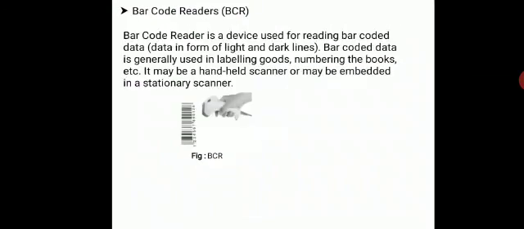Next, the barcode reader. Generally we use it in shops, medical stores and so on. A barcode reader is a device used for reading barcoded data. Barcoded data is generally used in labeling goods, numbering books, etc. It may be a handheld scanner or may be embedded in a stationary scanner.